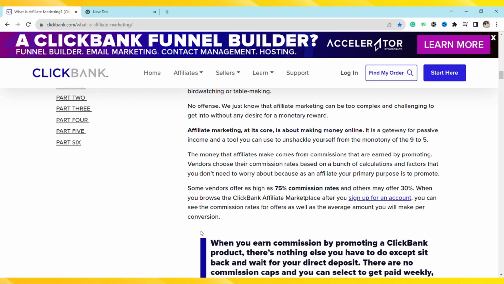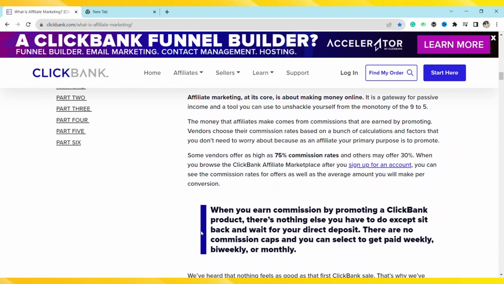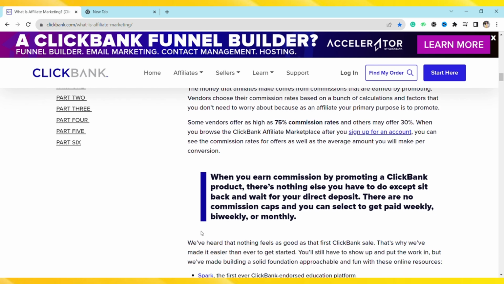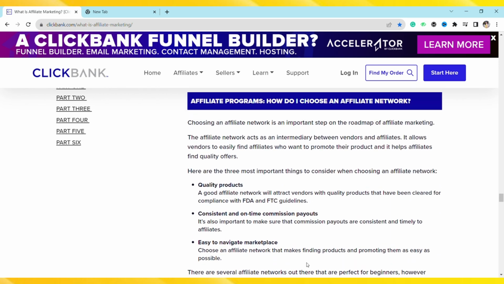When you are browsing the Clickbank affiliate marketplace, after you sign up and make your account, you can see the commission rate and offers as well as the average amount you will make per conversion. As an affiliate marketer, all you have to do is promote the popular products that are there. It is important to know that the product has to be high quality, so just pick the niche you are passionate about.